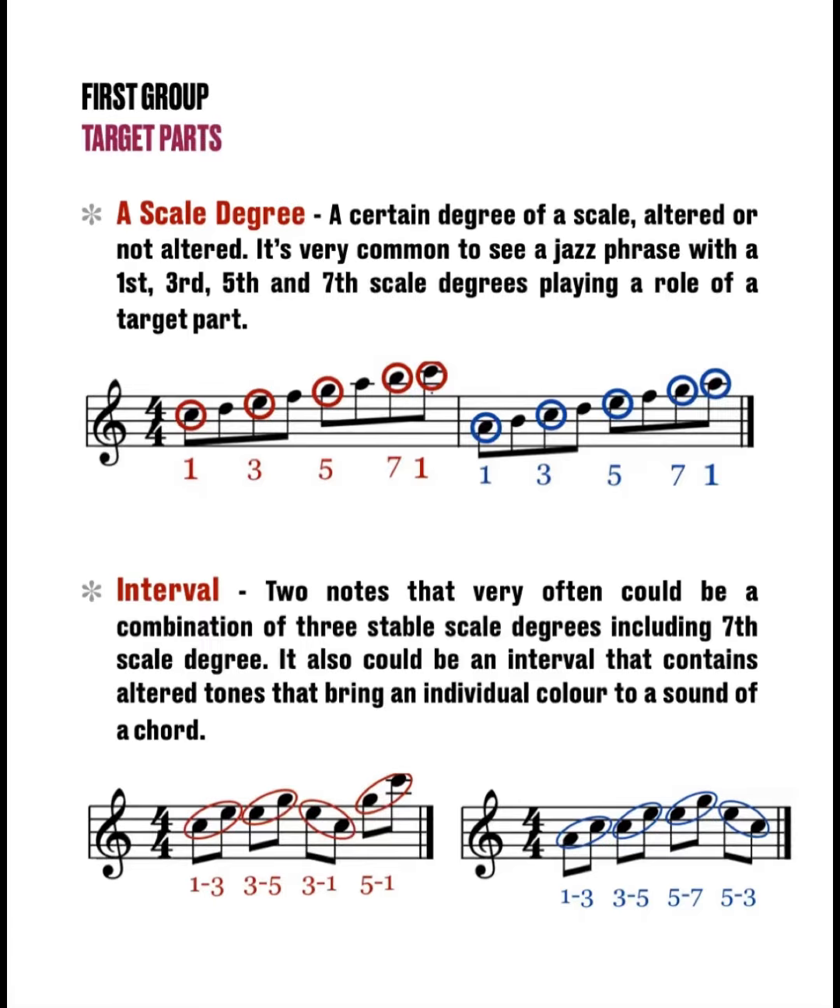First, scale degree. It's a certain scale degree, altered or not altered. It's very common to see in a jazz phrase how first, third, fifth, and seventh scale degrees are playing a role of a target part. Second, interval. These are two notes that very often could be a combination of three stable degrees including the seventh. But of course it could be any interval including those which build on alteration of a chord.